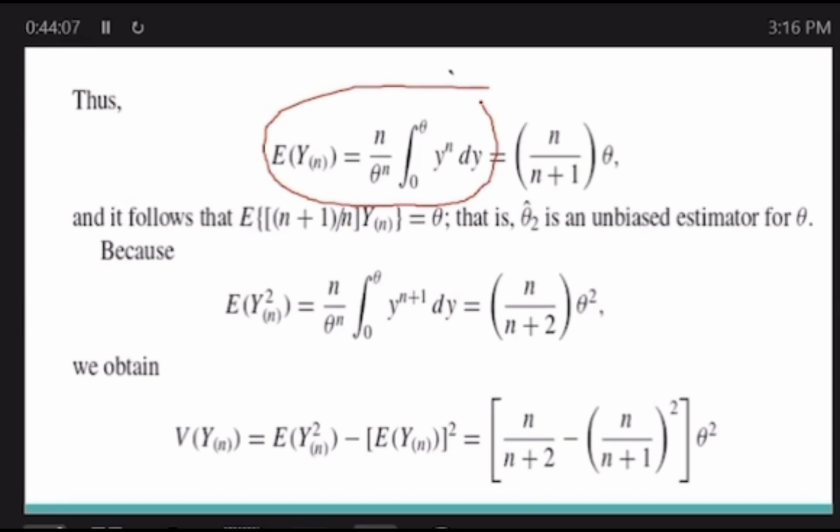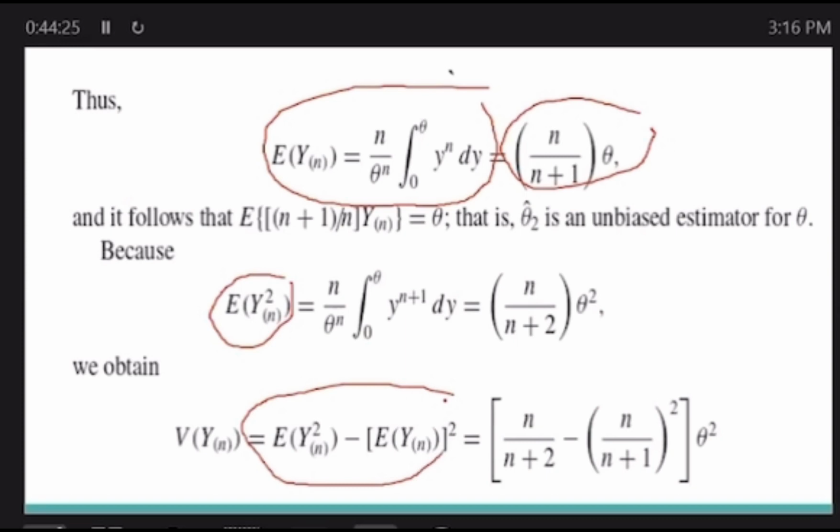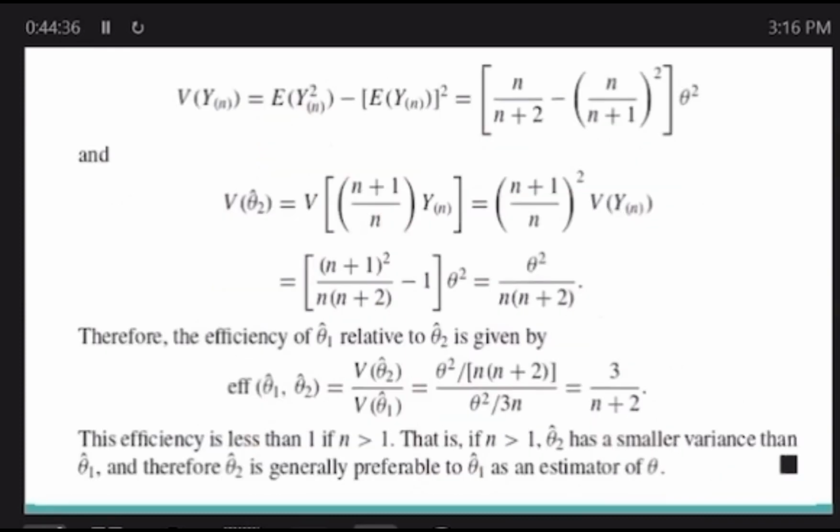I'm using the maximum order distribution that I derived, which is going to be the integral of y times f of y, dy. When I do that, that is going to give me this. Then because I want to find the variance, I need to find the expectation of y squared so that I can use the formula here, and finally I get the variance. After that, I can now investigate for efficiency.